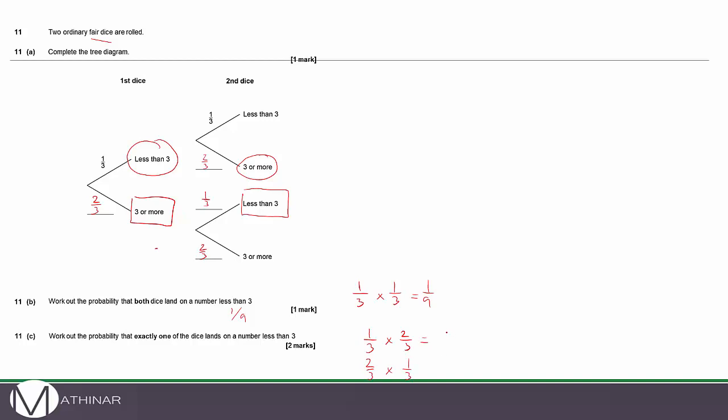So 1/3 times 2/3 is 2/9, and 2/3 times 1/3 is also 2/9. Now we can either have this outcome or this outcome, and the word "or" in probability means add. So we're going to do 2/9 add 2/9, which gives us 4/9.